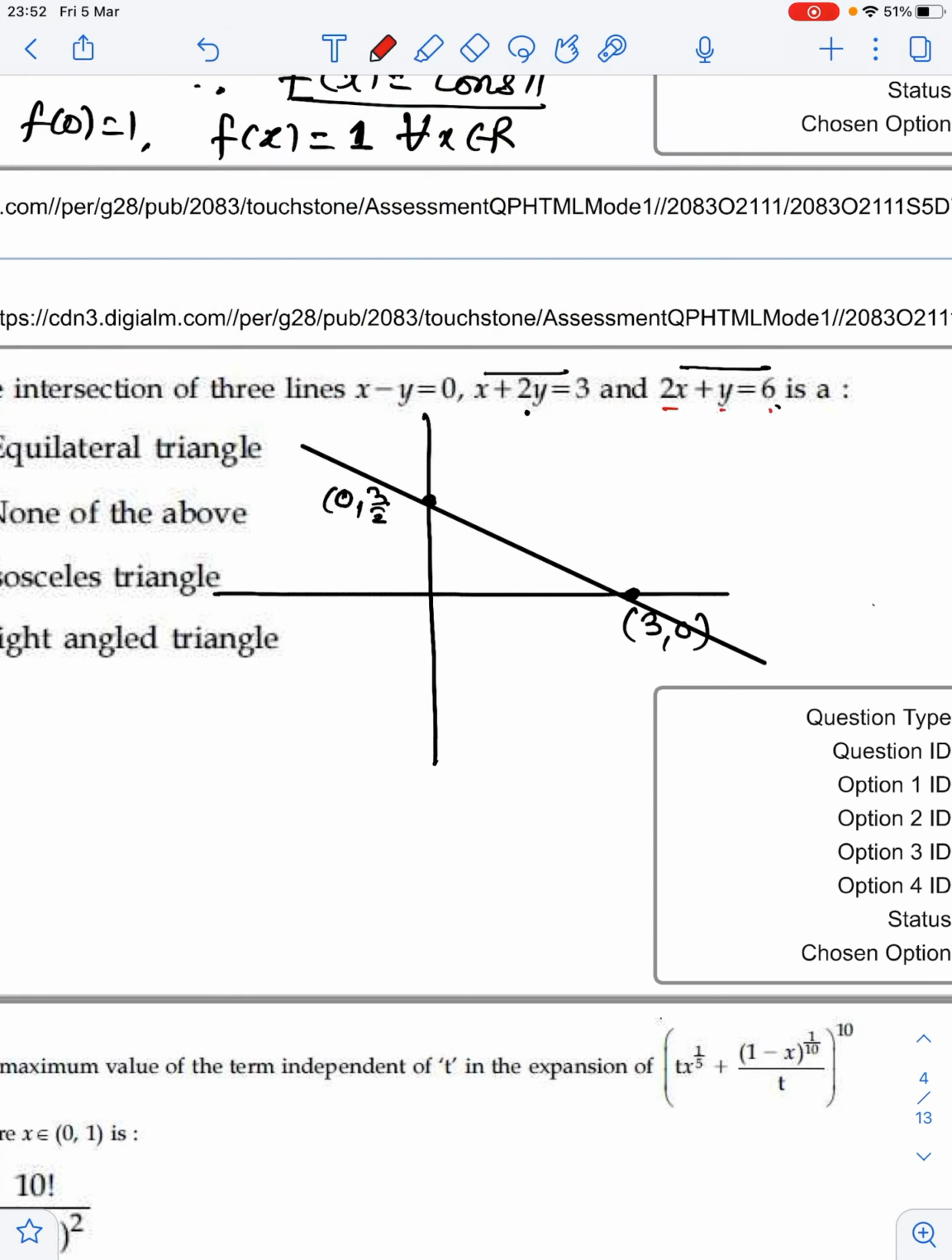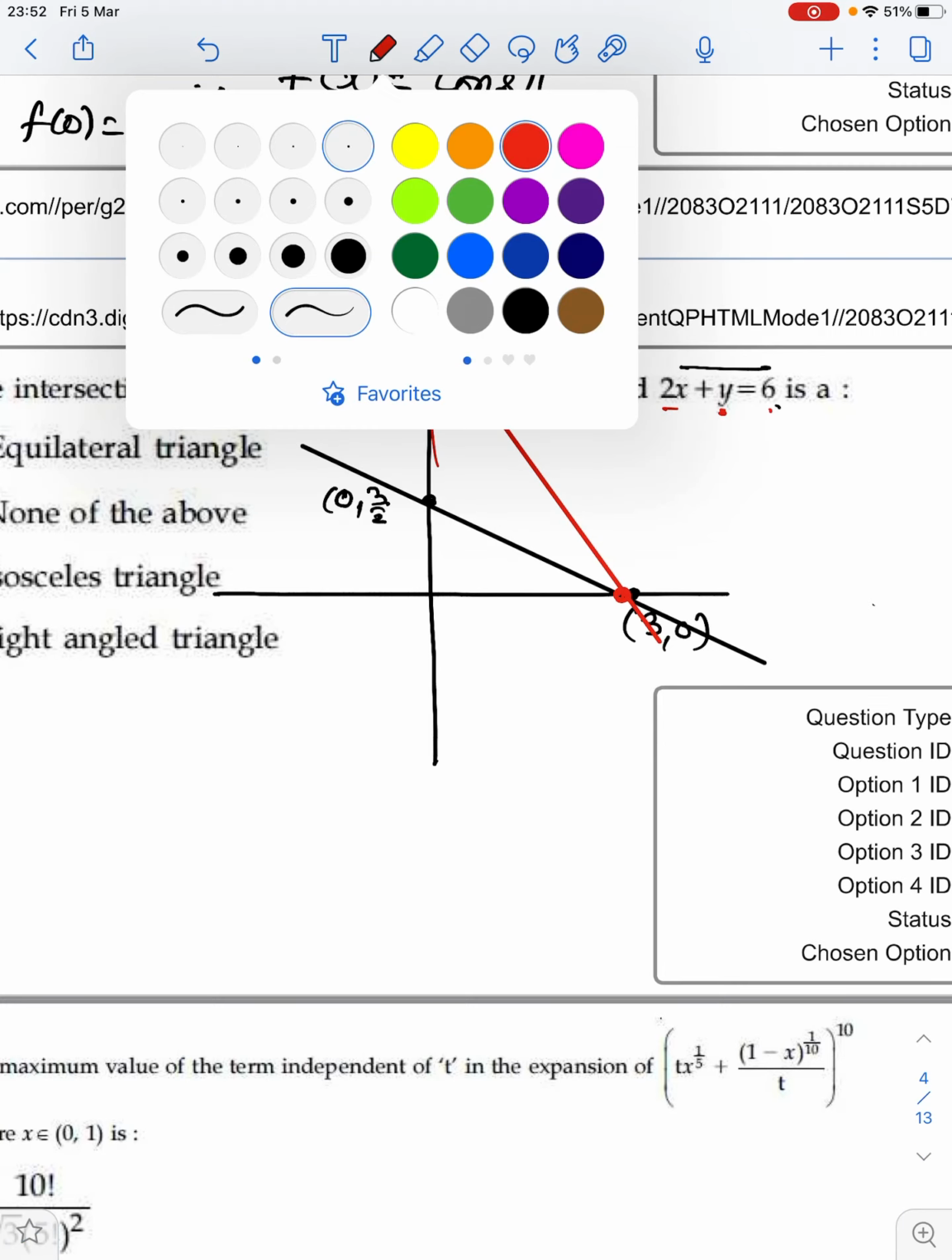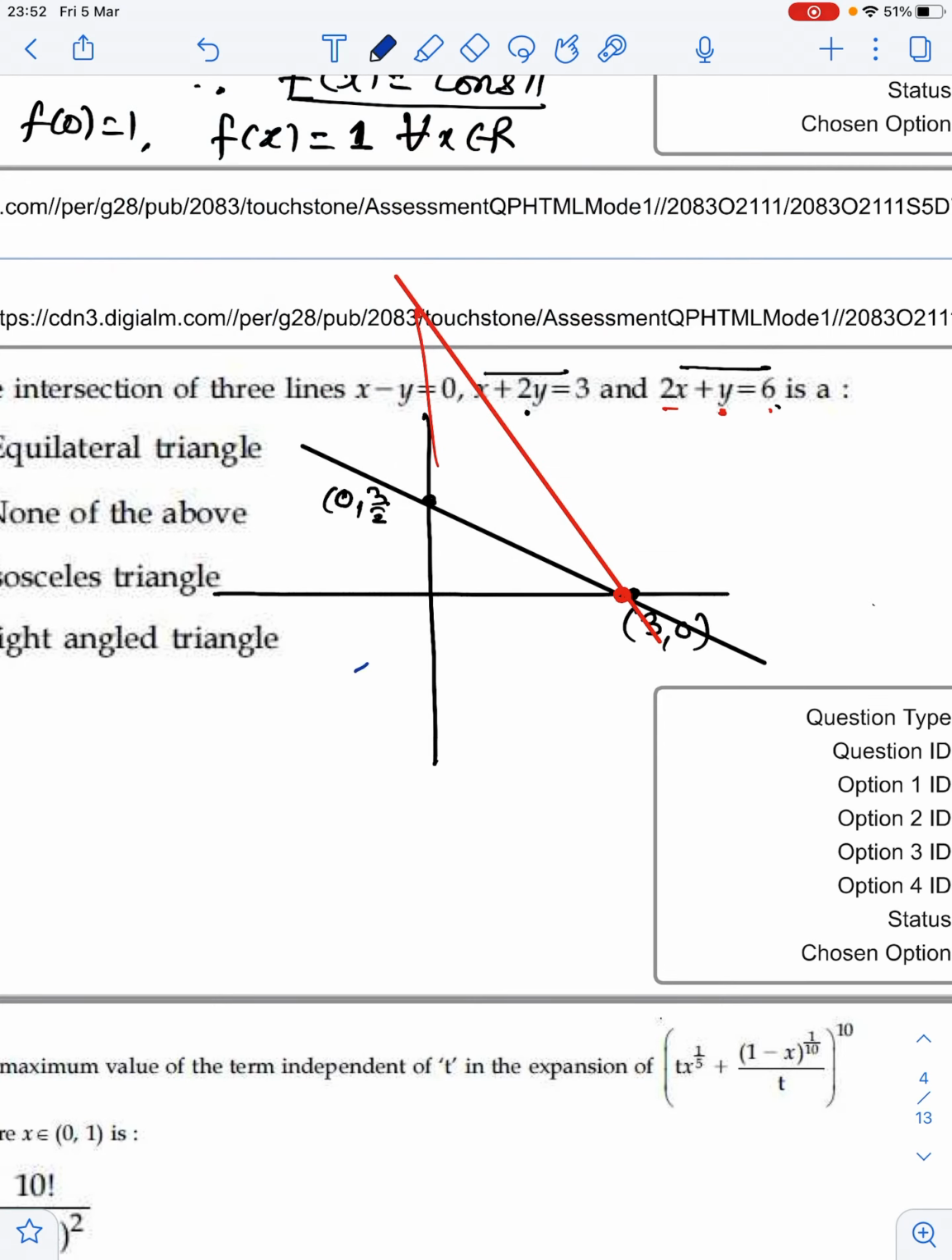Second line, 2x plus y equal to 6. So y equal to 0, x equal to 3. So this is also passing through the same point. But when x equal to 0, y equal to 6. So somewhere like this. And the third line is y equal to x.